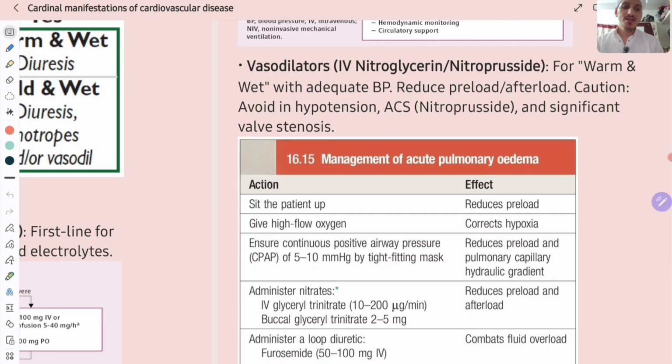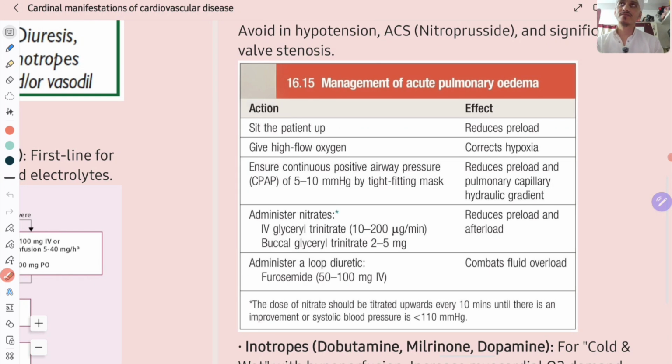Okay. So this is a table of management of acute pulmonary edema. What is the type of pulmonary edema? Wet and warm. For that, you should manage like this. Make the patient sit up at a 45 degrees angle. That reduces the preload, because it will decrease the venous return. Okay, and the patient will have less breathlessness.